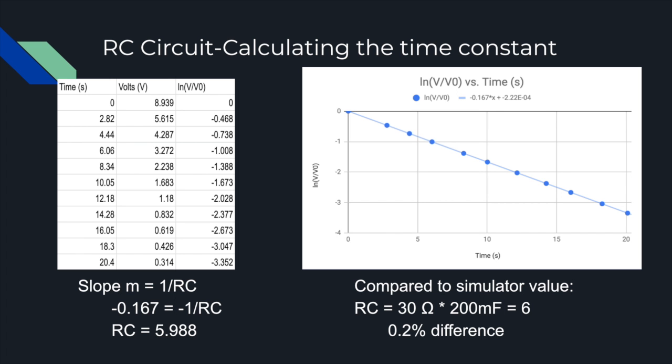The charging and discharging of capacitors are exponential, and so in this slide we had to graph the natural log of the potential differences over time to calculate the time constant RC. By taking the slope and setting it equal to -1 over RC, I was able to get 5.988 seconds as the time constant. This is very close to the simulated value of 6, which was found by multiplying the resistance of the bulb times the capacitor's value of 200 millifarads.